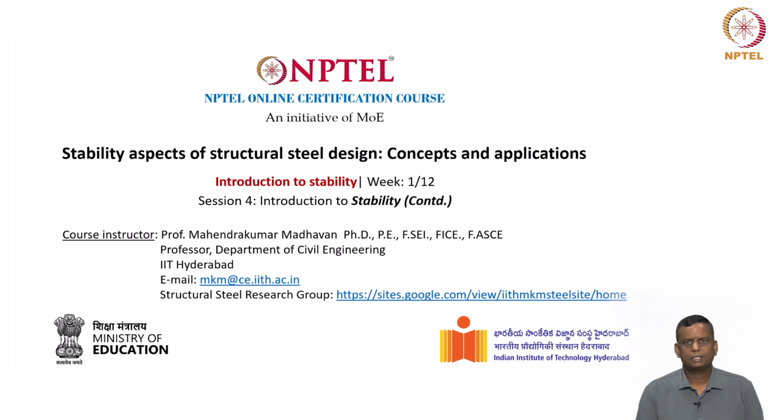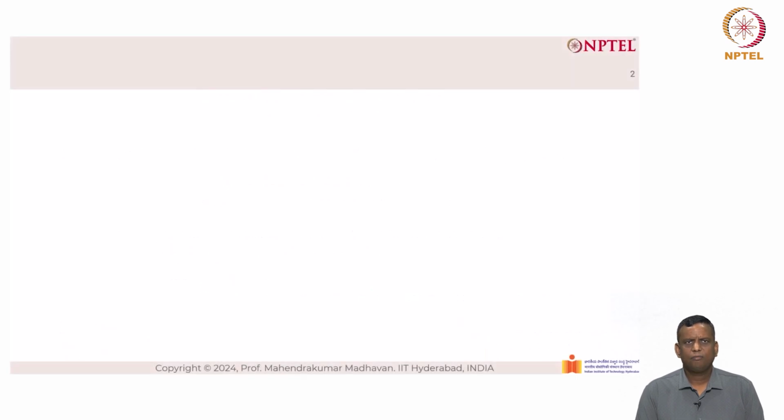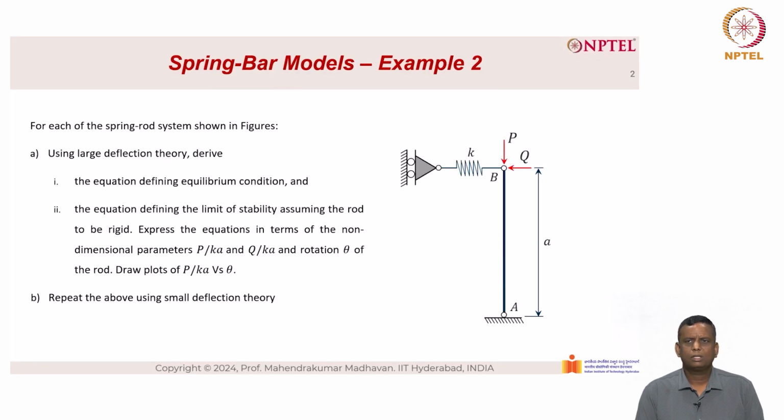Let's continue the discussion on structural stability. In this class, we will have another example on spring bar models. Unlike the previous one, where there was a moment acting in addition to axial force, in this problem, we will have a lateral force Q that is acting.